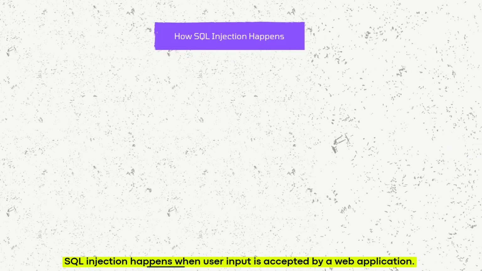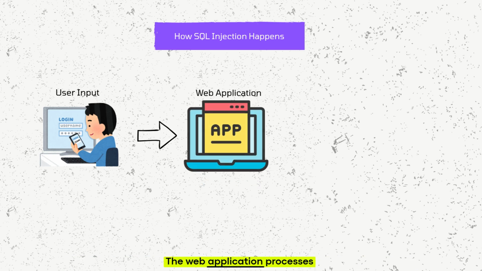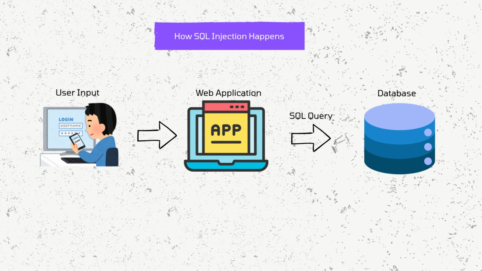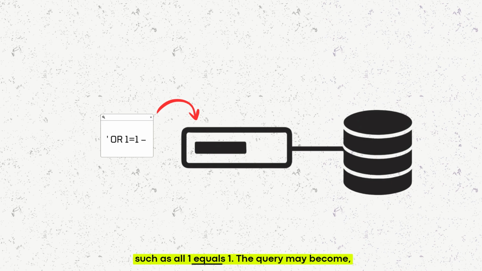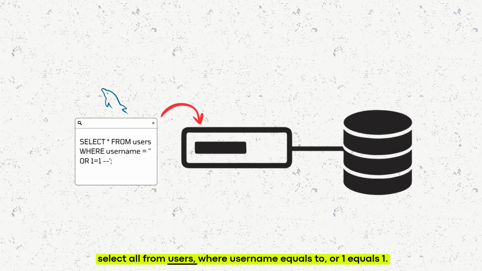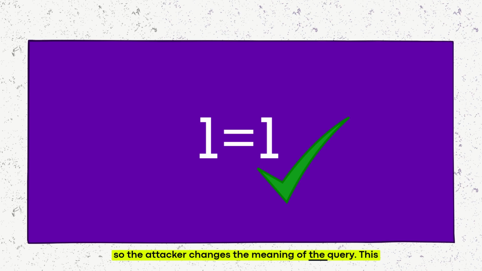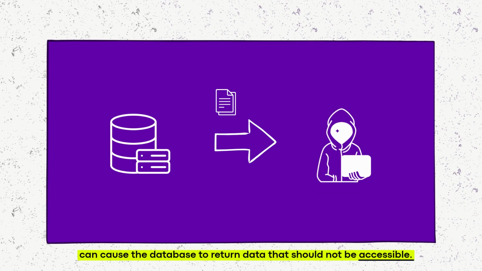SQL injection happens when user input is accepted by a web application. The web application processes it and creates an SQL query to send to the database. However, an attacker may enter malicious input such as ' OR 1=1. The query may become SELECT * FROM users WHERE username = '' OR 1=1. The condition 1=1 is always true, so the attacker changes the meaning of the query. This can cause the database to return data that should not be accessible.